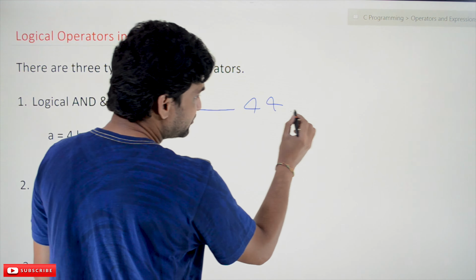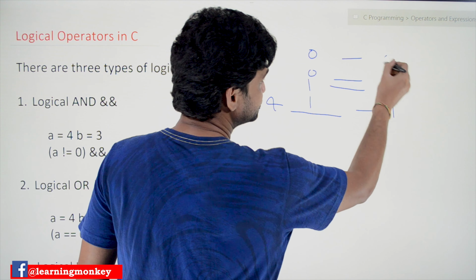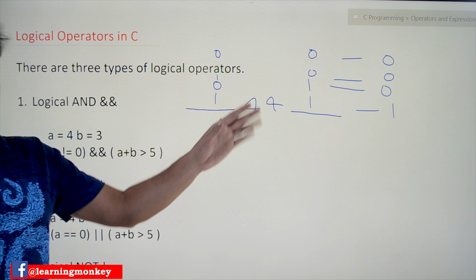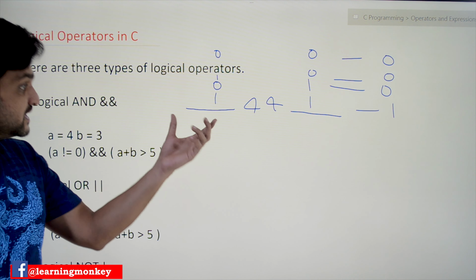If any one of the operands evaluates to 0, for example, if this is 0 and this is 1, then it is going to produce an output of 0. If this is 1 and this is 0, the output is 0. And if both of them are zeros, then also the output is 0. If the expressions used for the logical and operator produce an output of 1 on both sides, then only it is going to produce an output of 1. That is the logic of the logical and operator.